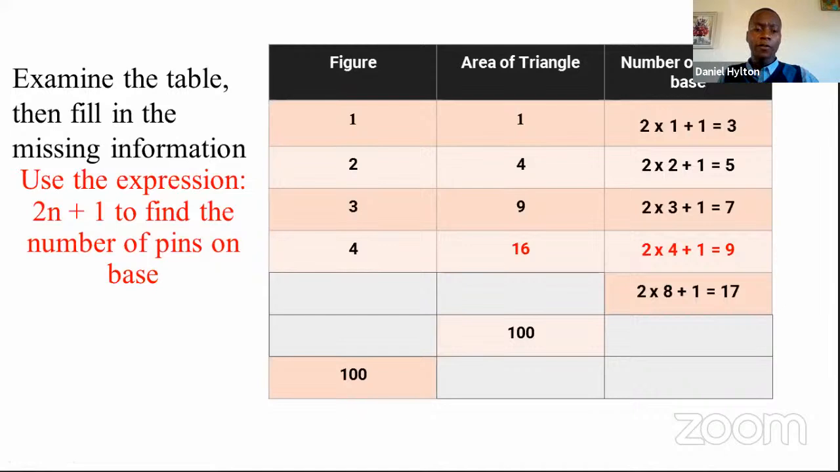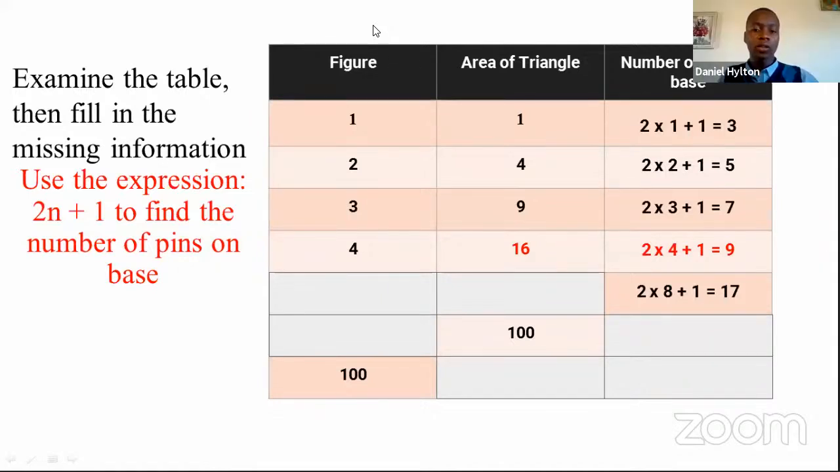So we're in the 5th row right now. Looking at the 5th row, I'm seeing in the third column, 2 times 8 plus 1 equals 17. So what's the figure number and what's the area of that triangle? In the chat, we're seeing figure number 8, area of triangle 64.